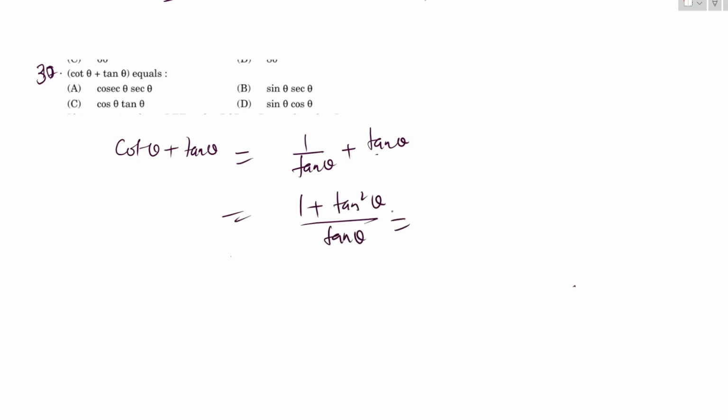Now let us solve this one. Cot theta plus tan theta, we need to find out which one of the following options it is equal to. So cot theta is nothing but 1 by tan theta plus tan theta is equal to, now simplifying it a little further, 1 plus tan square theta is nothing but secant square theta by tan theta, and we know that secant square theta is nothing but 1 by cos square theta, and 1 by tan theta is cot theta.